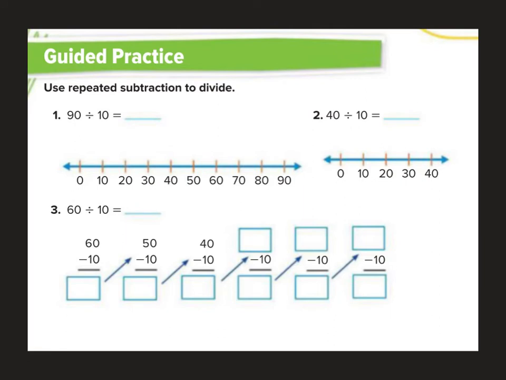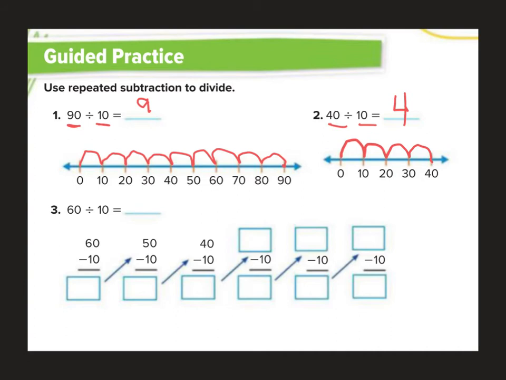Here we go. It says use repeated subtraction to divide. It looks like we're supposed to use number lines with repeated subtraction. So if I start at 90 and I'm going to divide by 10. Ready? 1, 2, 3, 4, 5, 6, 7, 8, 9. I had to make 9 jumps. Here I have 40 divided by 10. So ready? We're going to jump down 10 each time. 1, 2, 3, 4. I had to make 4 jumps.